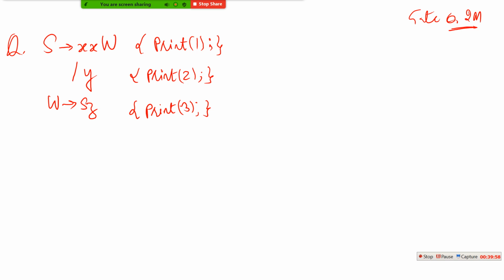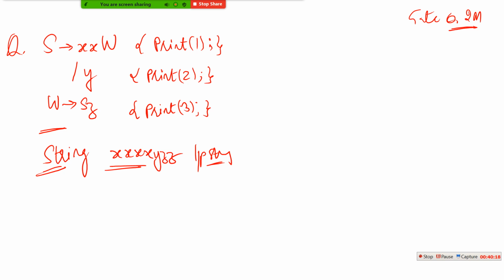Now the question which was asked in GATE is that the following string is passed as an input: ZXY and ZZ. This is the input string. You need to answer what output this semantic tree will generate. Guys, I am giving you 3 minutes to answer this question because it is very important.